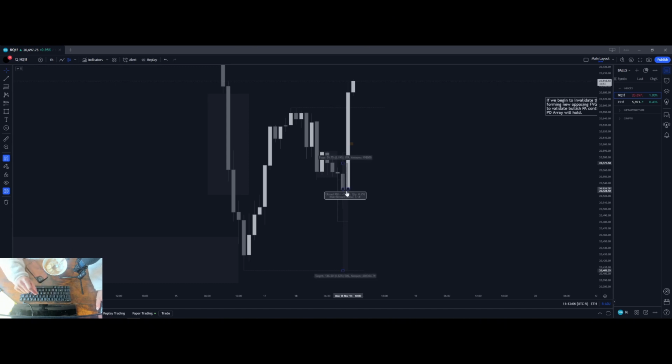Something that could have helped us to avoid taking this loss was actually waiting to see whether or not we would fully invalidate this. Now, I did jump in because on the lower time frame, we began to showcase signs of bearishness that we could continue lower. So I ended up pulling the trigger.